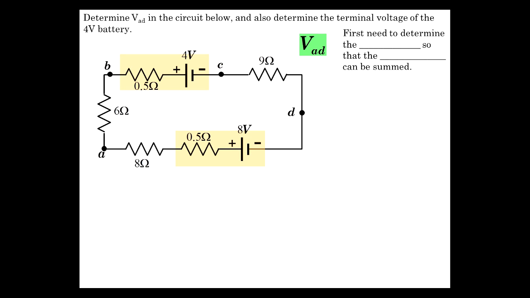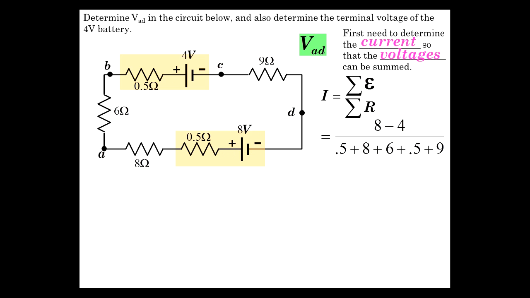Well, we have to find the current in the circuit, because then we can get the voltages properly. So we need to know the direction and the size. That's easy. I is the sum of the EMFs over the sum of the R's. The EMFs, consider them algebraically. We see the 8-volt trying to go clockwise, the 4-volt trying to go counterclockwise. The 8-volt wins. So we have 8 minus 4 over 0.5 plus 8 plus 6 plus 0.5 plus 9, giving us 0.167 amps. And that's clockwise. That's the direction the current's flowing.